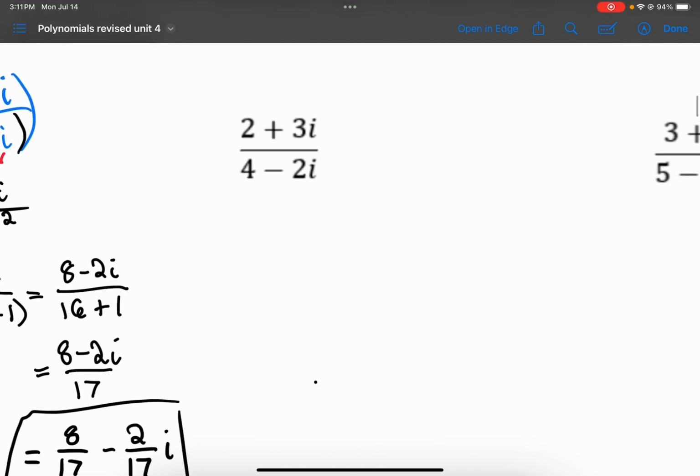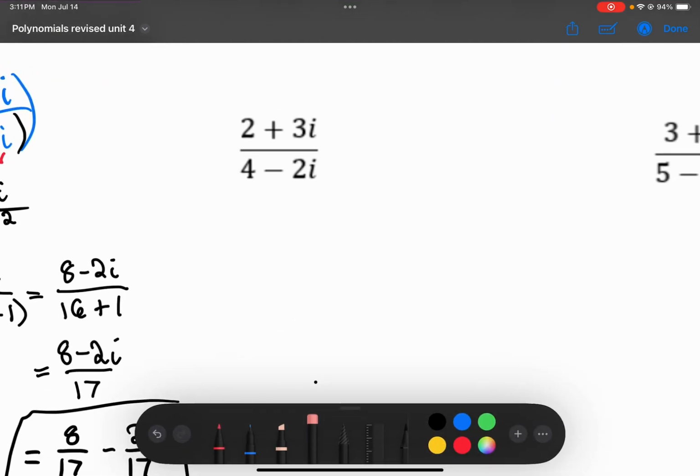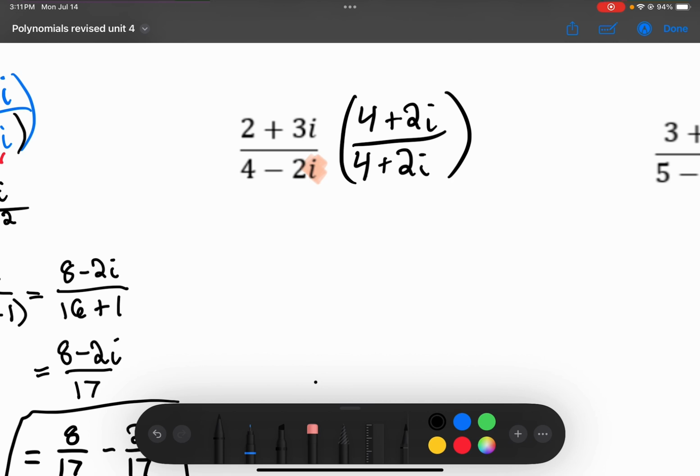All right, let's try another example. So we want to get rid of this i in the denominator. We hate an i in the denominator. So to do that, we do a trick called multiplying by the conjugate, which means we take this denominator 4 minus 2i, and we are going to change that sign in the middle. So instead of multiplying by 4 minus 2i, we multiply by 4 plus 2i, and we're going to do that to the top and the bottom.